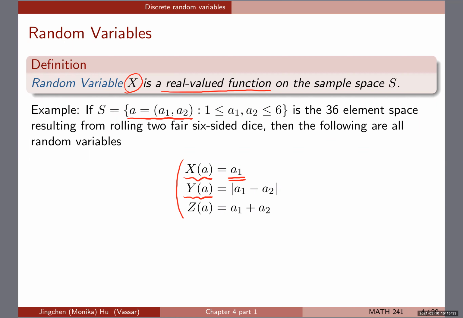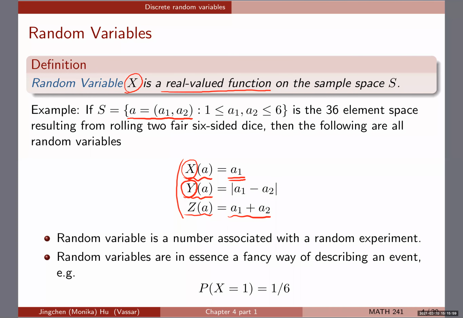Then I can define my random variable in this way as well. So notice the first example, we're using capital X. The second example, we're using capital Y, but that's also a random variable. Any letter you want to use is fine. And the third example here is looking at the sum of the two, which I think we covered in the introductory lecture at the beginning of the semester. So all of them are random variables. They're all real valued functions on the sample space.